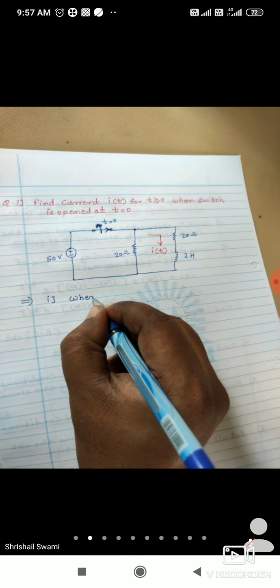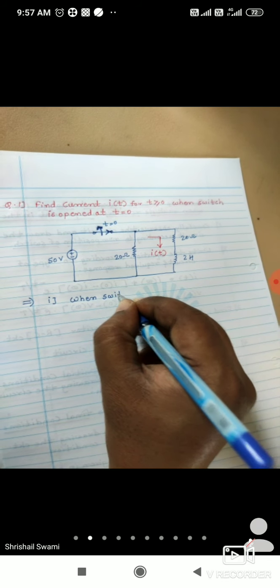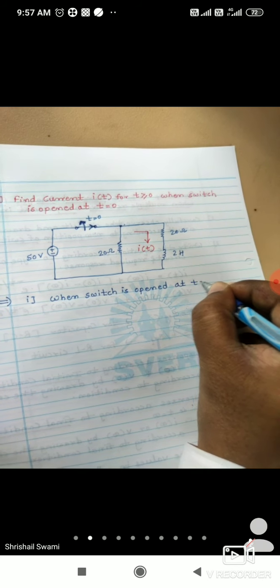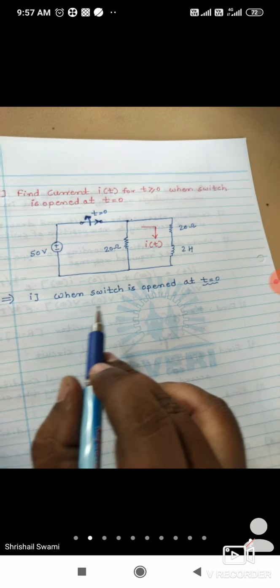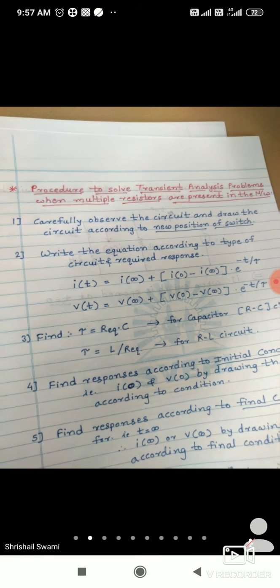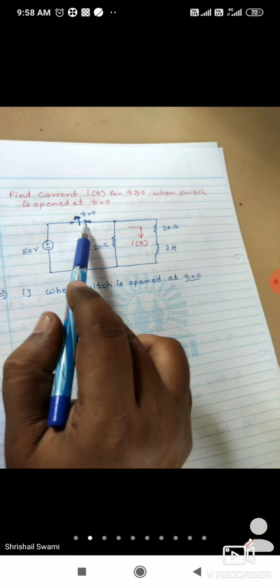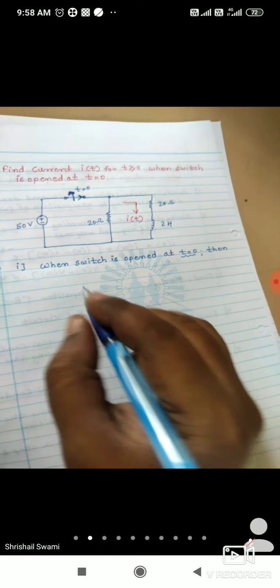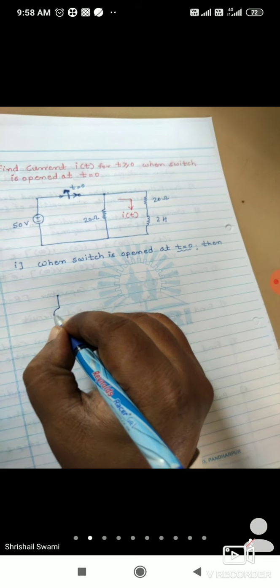When switch is open at t equal to 0, what will be the first step that I will read here? Carefully observe the circuit and draw the circuit according to the new position of the switch. So what is the new position of the switch? It is just open at t is equal to 0. That is the new position. So when the switch is open at t is equal to 0, according to that, I will draw the diagram.